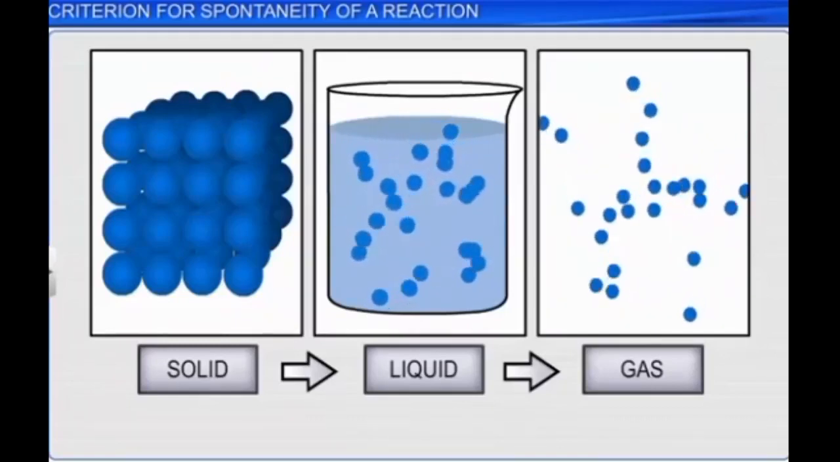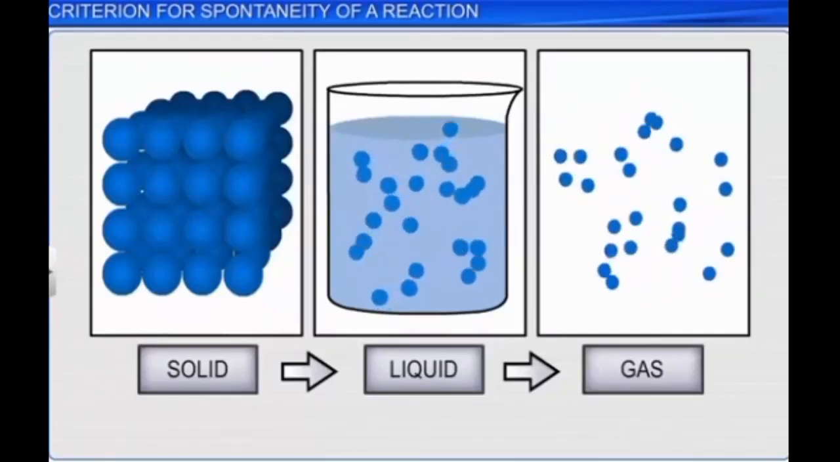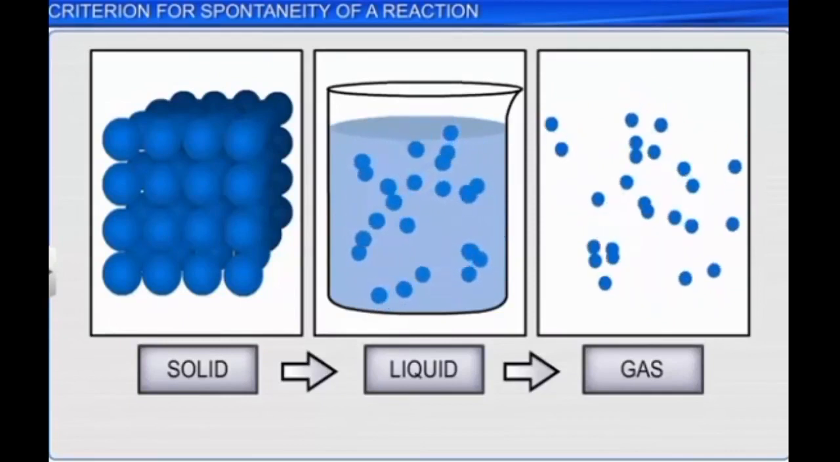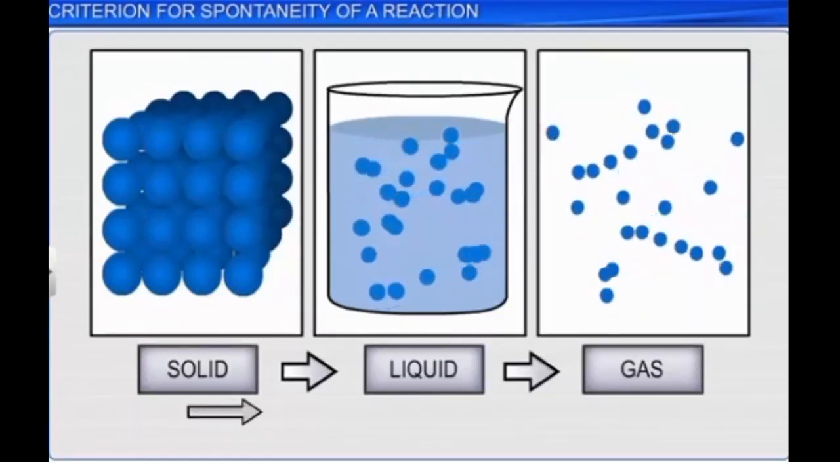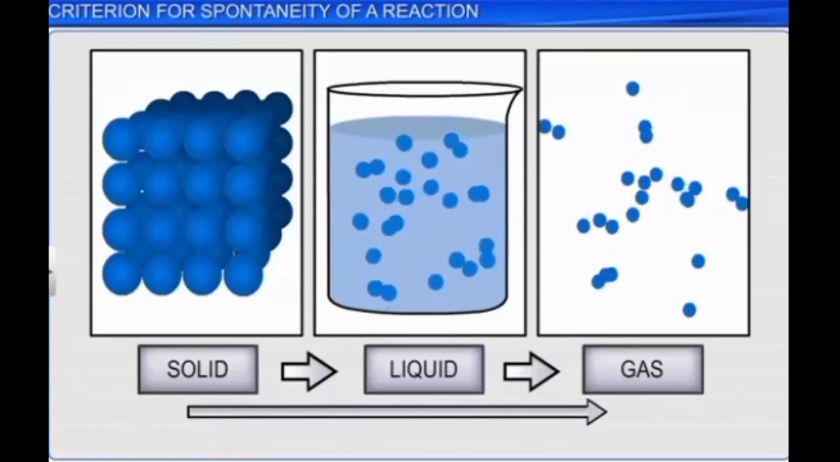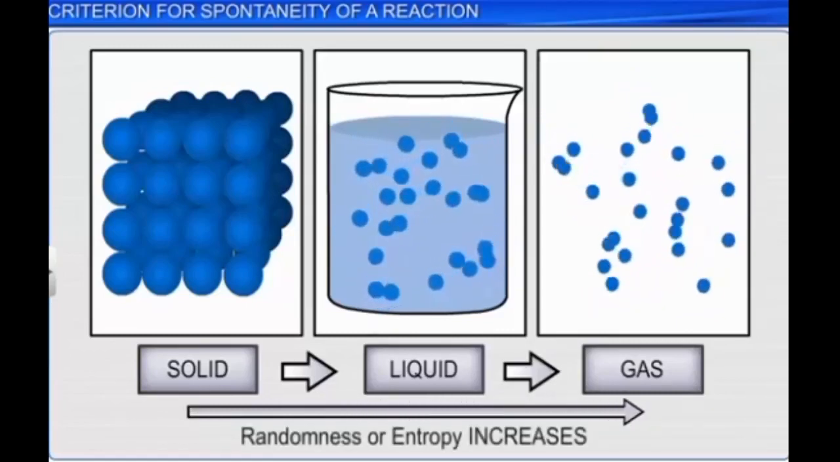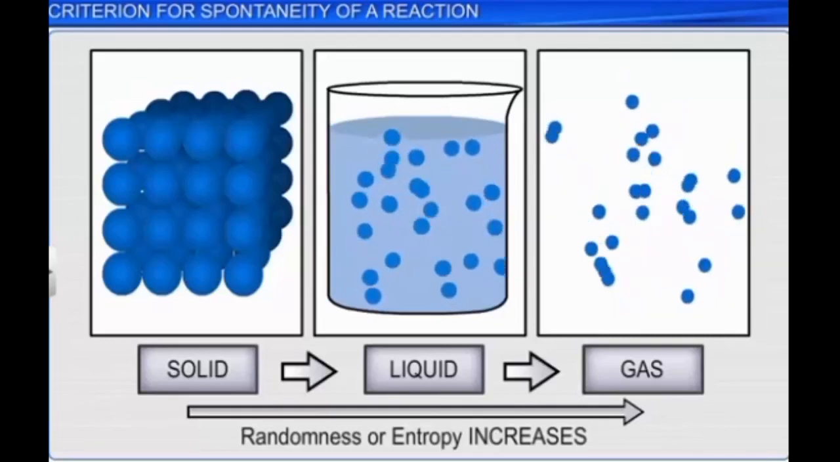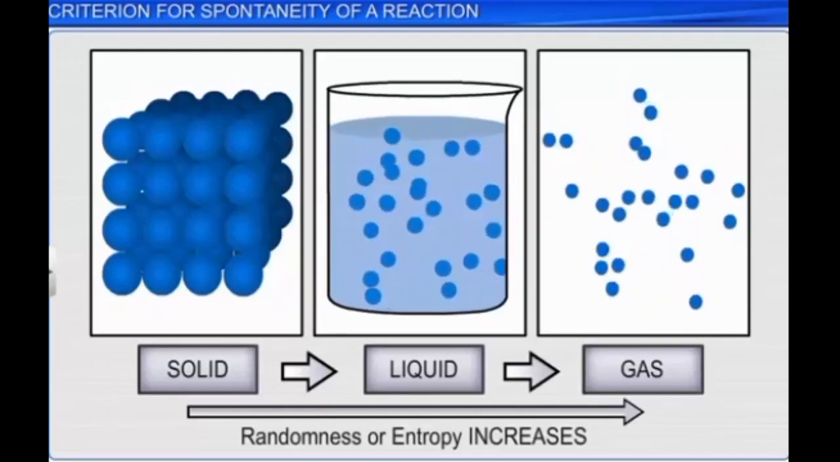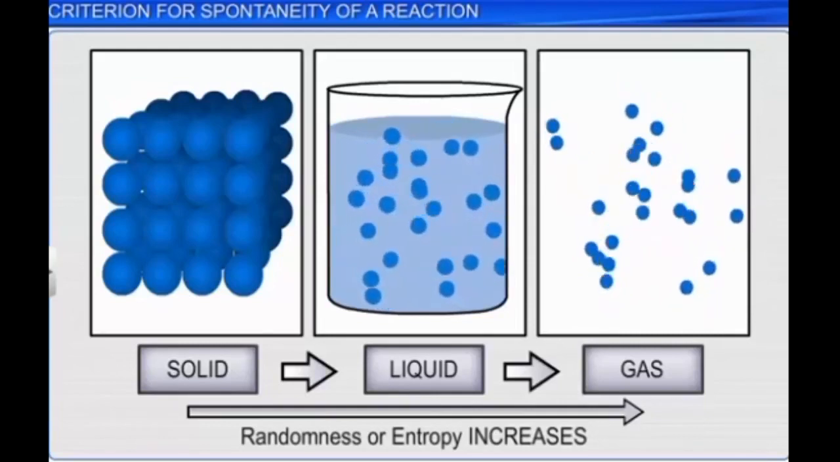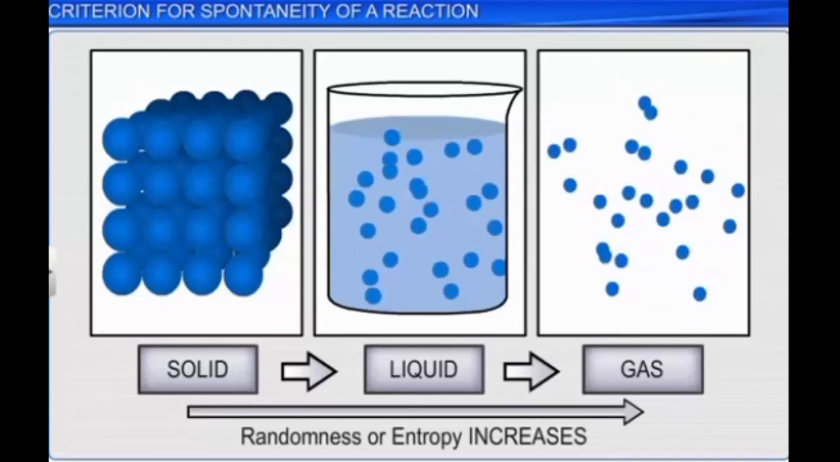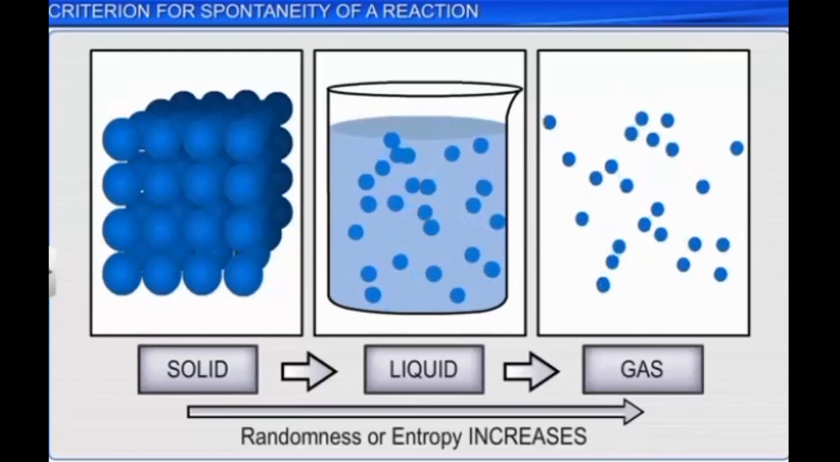For a given substance, the solid state will have the lowest entropy, while the gaseous state will have the highest entropy. The entropy of the liquid state will be in between the entropy values of solid and gaseous state. This is because of the way the molecules are structured in each state.